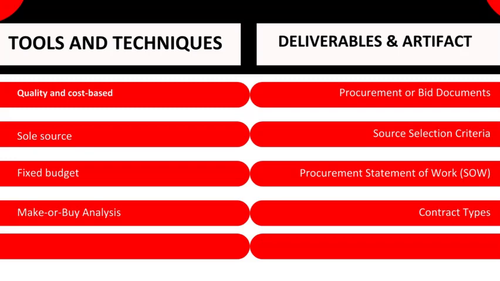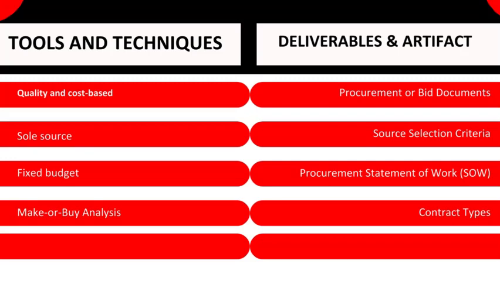Source selection analysis. This is a process for selecting the best supplier for a given procurement. There are a number of different source selection methods that can be used, such as least cost, qualifications only, quality-based, and quality and cost-based. The best method to use will depend on the specific procurement. Here are some examples of source selection methods.